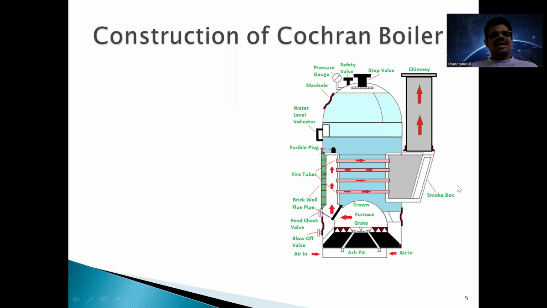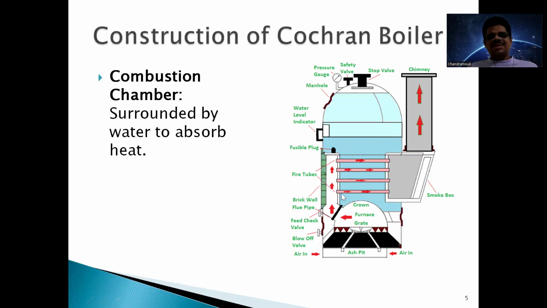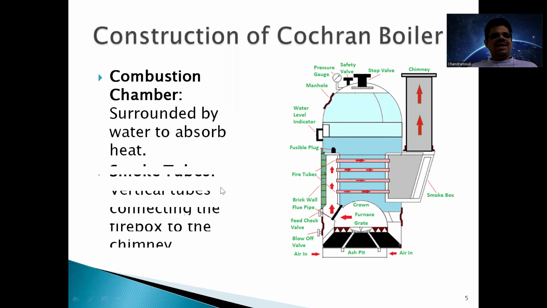Okay, and then the combustion chamber. So this is once again mentioned. So this is the combustion chamber, which is surrounded by water. See here, above the combustion chamber, the water is there, so that the heat is transferred from the combustion chamber also to the water. Okay, well, and there are some tubes, smoke tubes.